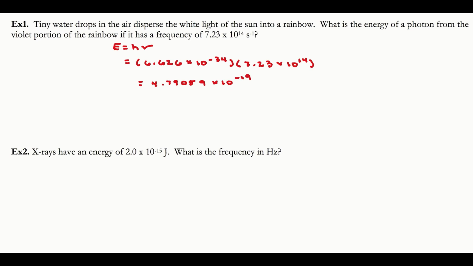Okay, I'm going to quickly round. So 6.626 has 1, 2, 3, 4 significant figures. 7.23 has 1, 2, 3. So I want my final answer to have 3 sig figs. So when I round this, I get 4.79 times 10 to the negative 19, and my units are joules. So I checked for sig figs. I checked for my units, and I'm good to go. Let's try the next one.